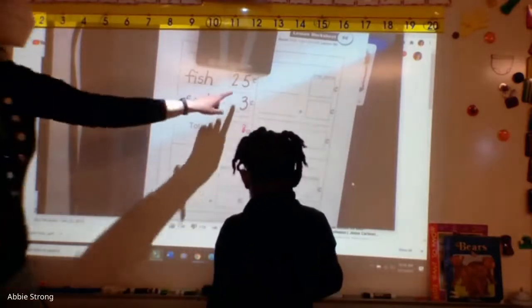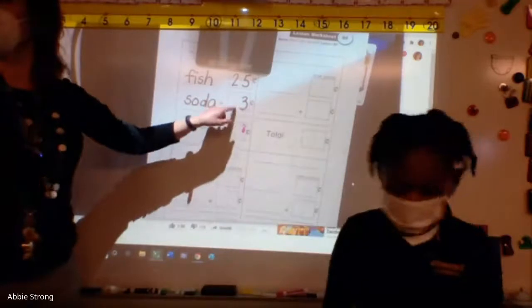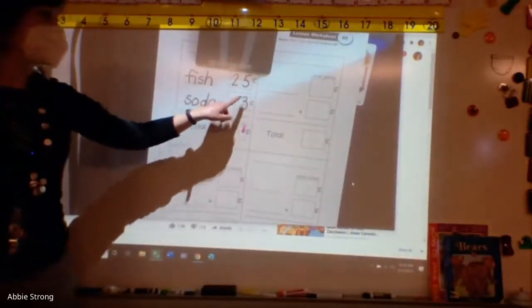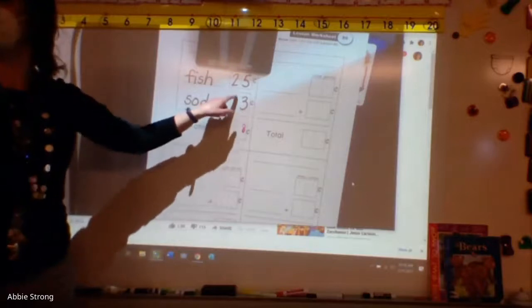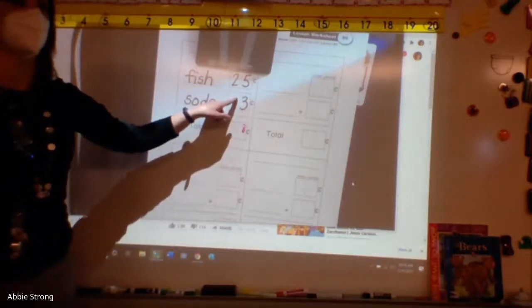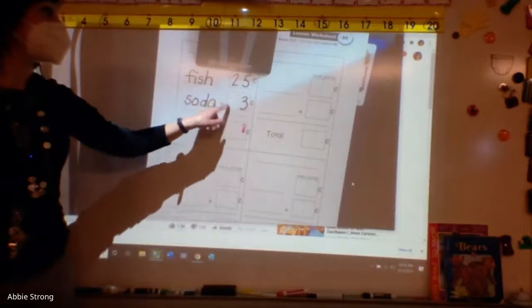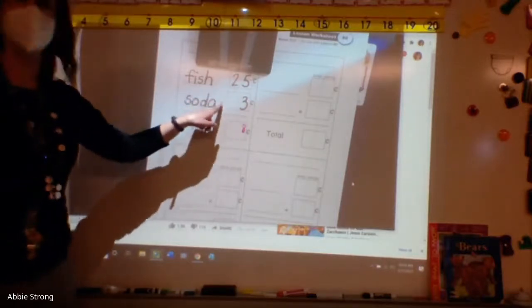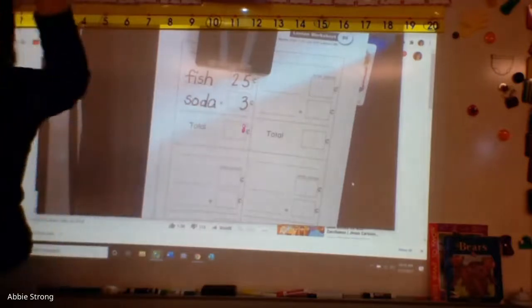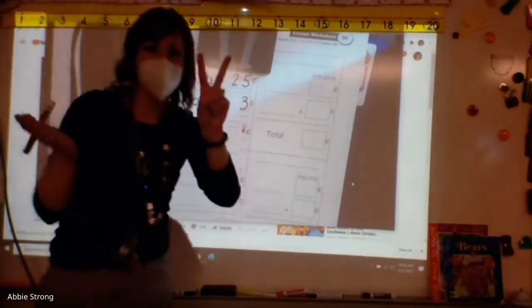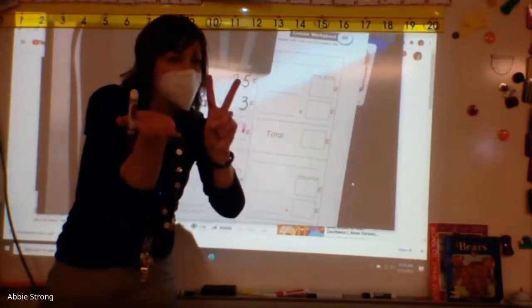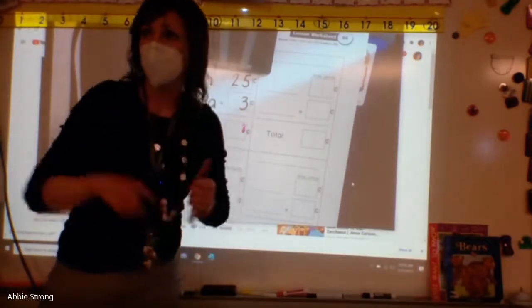Does anybody remember what's this invisible number here that's underneath the 2 in this price tag? Addison, what's that invisible number? 0. A 0. So 2 plus 0. If you have 2 cookies, and somebody gives you 0 more cookies, how many cookies do you have?